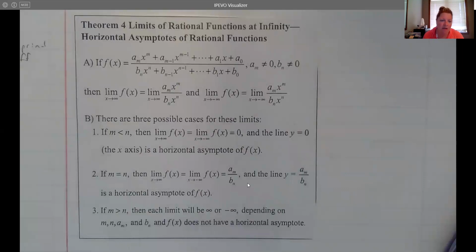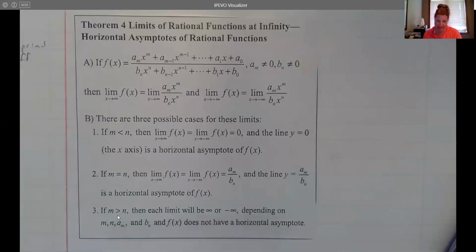Okay. If they're equal, so if I have x squared over x squared, then as I put in bigger and bigger and bigger numbers, you go to the fraction of the numbers in front. So you're going to the fraction of the numbers in front, okay? And it does have a horizontal asymptote at y equals that, okay? So that's something you've learned before.